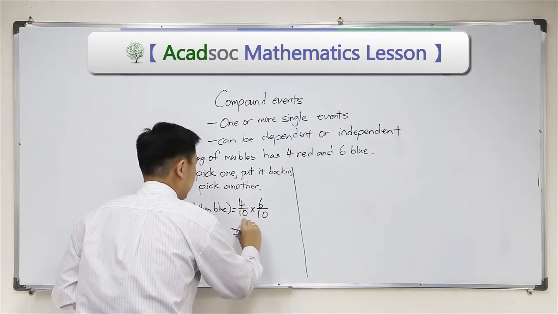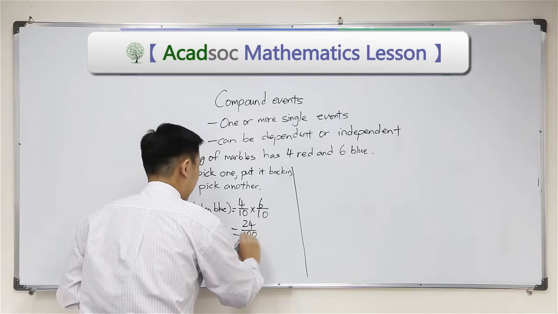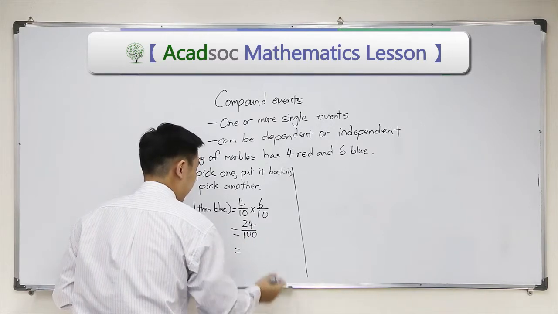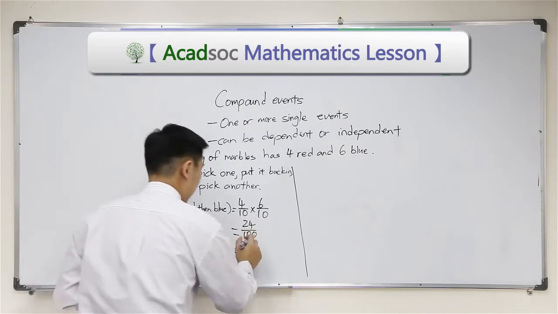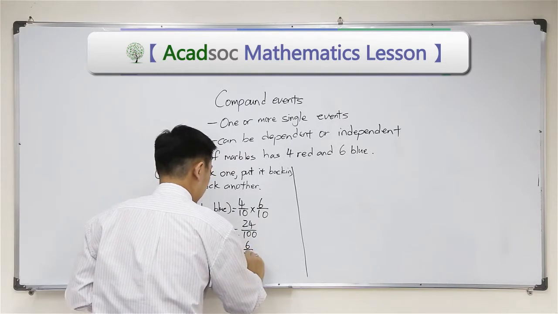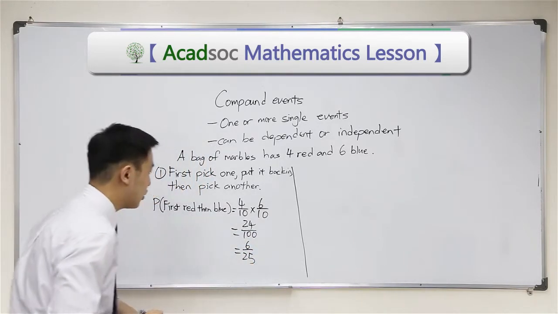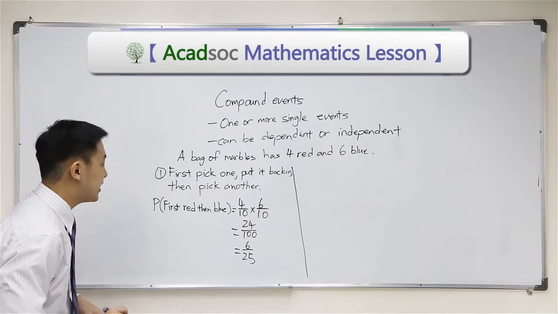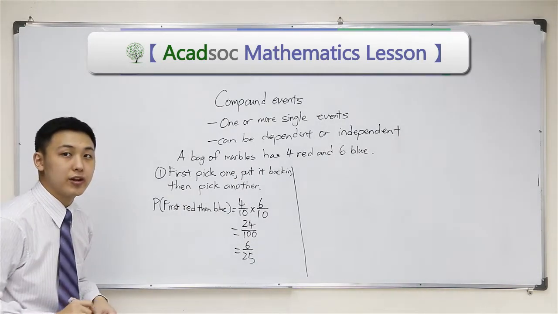Now, this is equal to 24 over 100. And we divide this by 4. We get 6 over 25. So the probability of picking first red then blue becomes 6 out of 25.